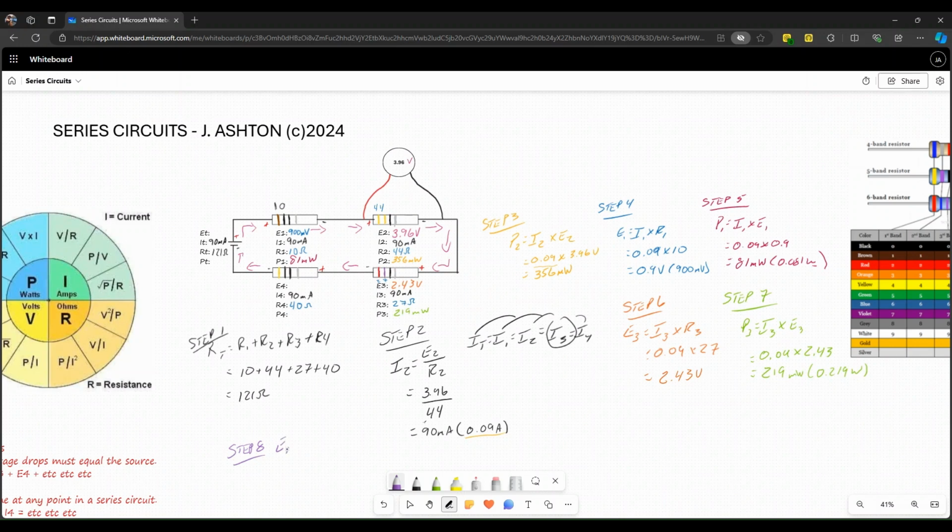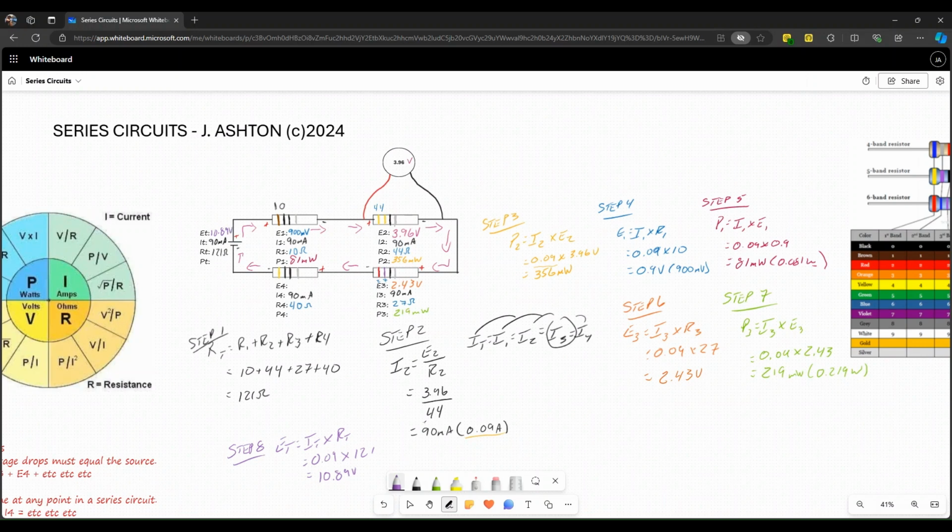Same formula. So the total voltage is going to equal the total current times the total resistance of the circuit. We know we have 0.09 or 90 milliamps times the total resistance of 121. 121 times 0.09 equals 10.89 volts. Okay, so 10.89.